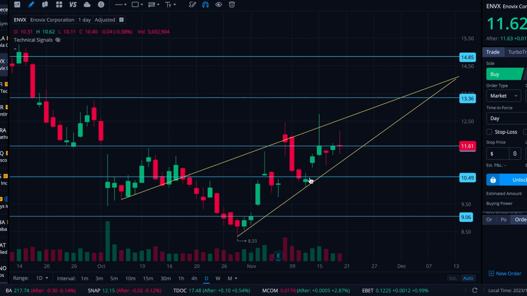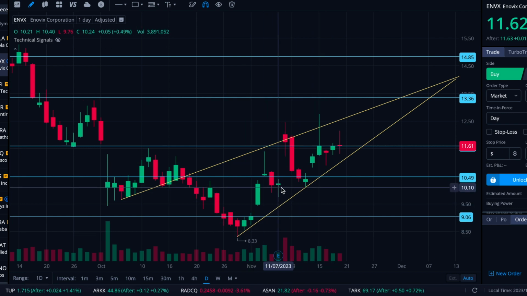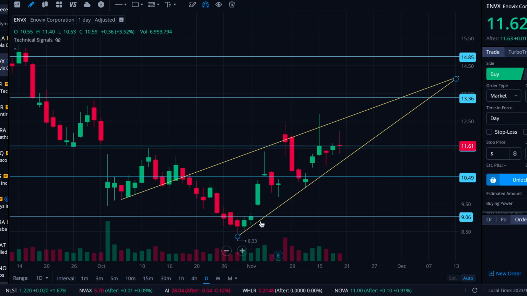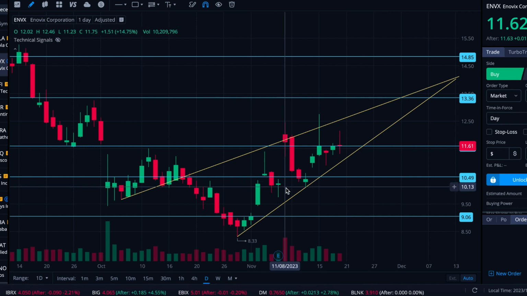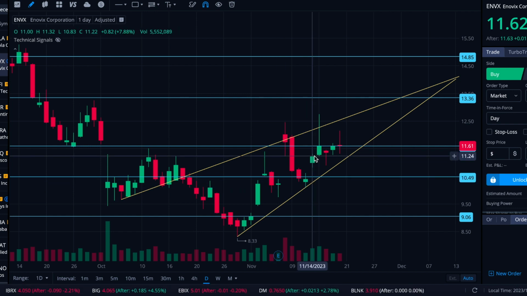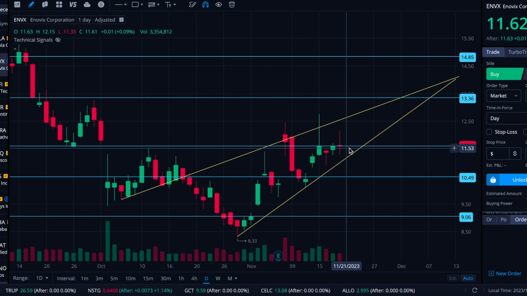And this uptrend support, if it continues to hold, is also acting as a flat top catalyst or an ascending triangle catalyst, whatever you want to call it, whereby every time this uptrend support intersects with a resistance level, it pushes the stock through. And it's battling with that at the moment. So we'll see if that trend continues.